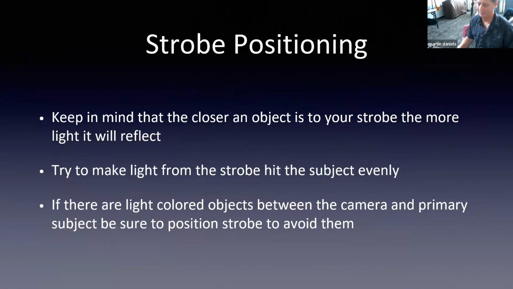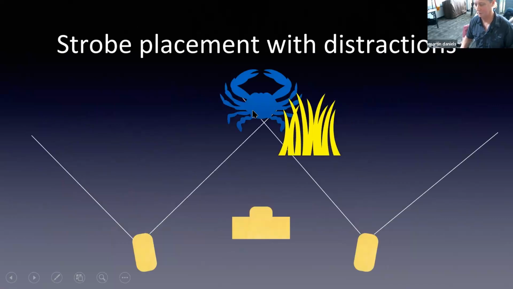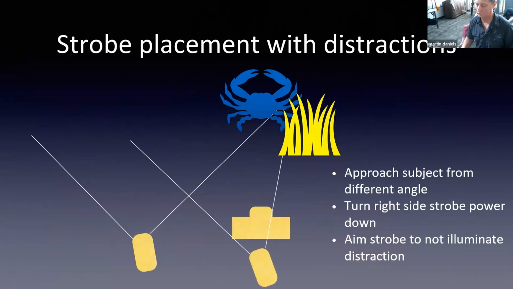If there are light colored objects between the camera and the primary subject, be sure to position the strobe to avoid them. So here's a common thing. You got a macro subject on the reef, but you got some real bright object right next to or slightly in front of the subject. When that strobe hits, that sucker's going to be so bright right there, that's all anybody's going to see when they look at that image, okay? So consider that before shooting.